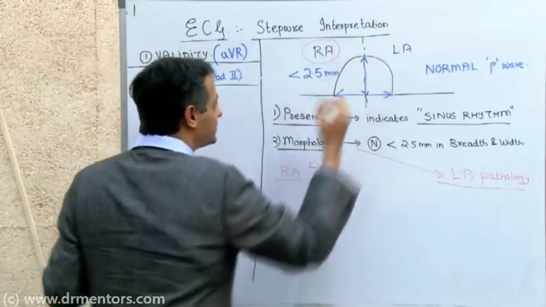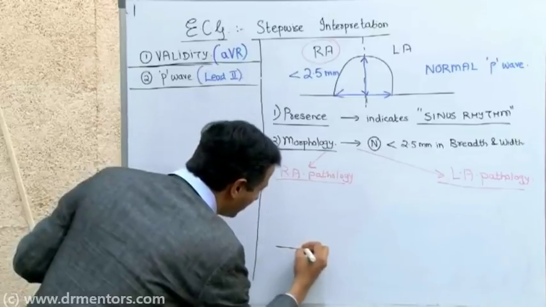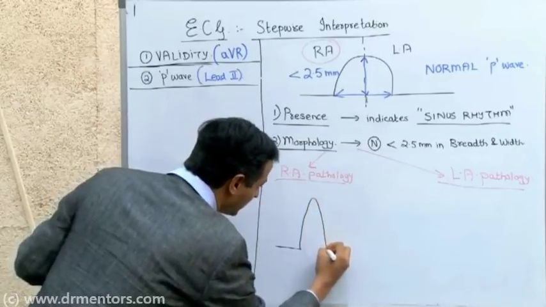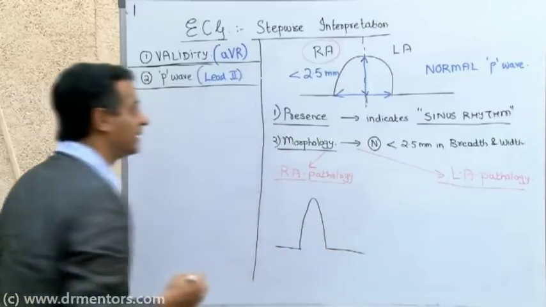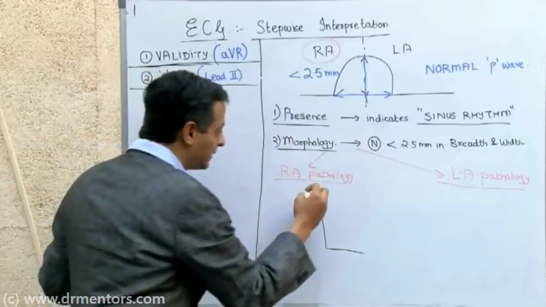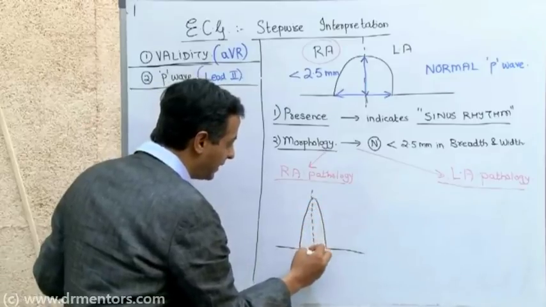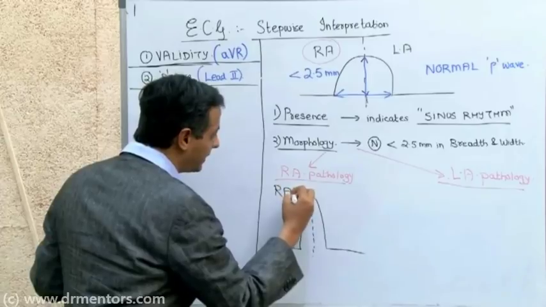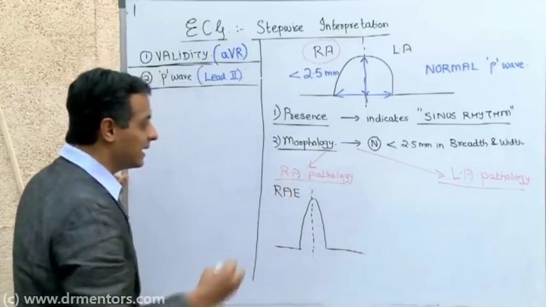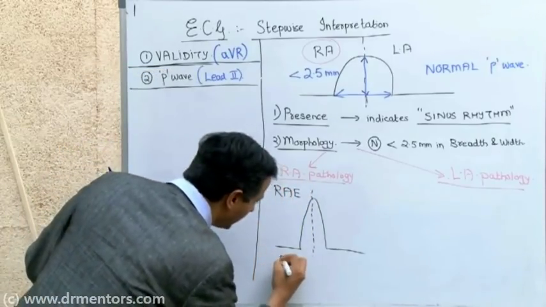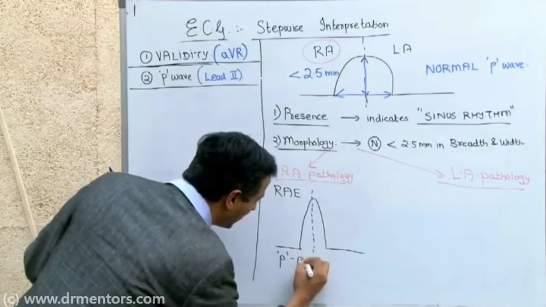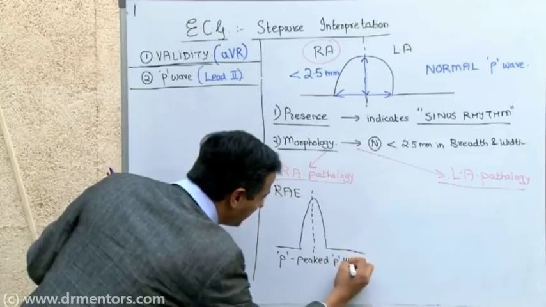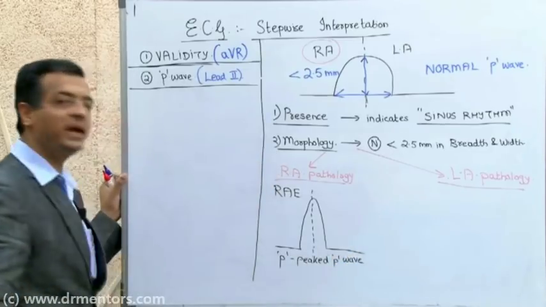Right atrium is dilated. What will happen to the P wave? It will go up tall and then come down and go back to baseline. So the first part, right atrial enlargement, will be seen, and how does it look? It is called a peaked P wave.